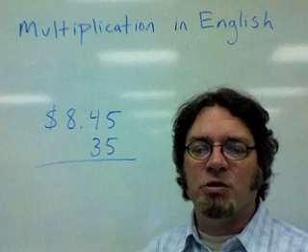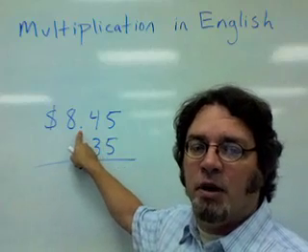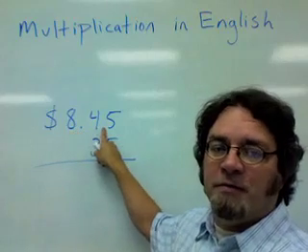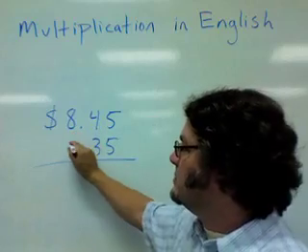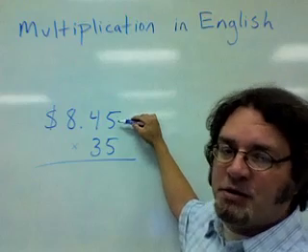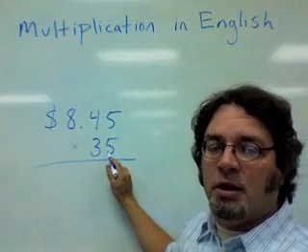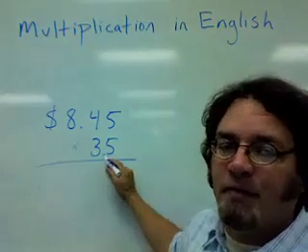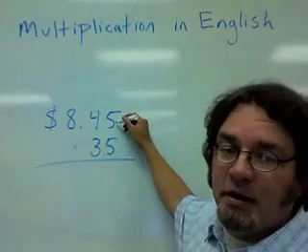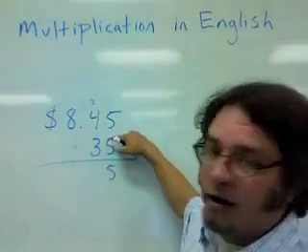Sometimes it's necessary to multiply using a decimal point, especially when multiplying dollar amounts. $8.45 times 35. If someone makes $8.45 an hour and works 35 hours in a week, how much does that person make? We'll multiply starting here. 5 times 5 is 25. The 5 goes here. The 2 goes up there.